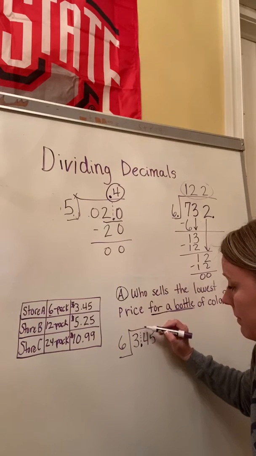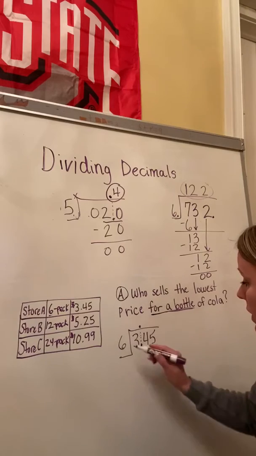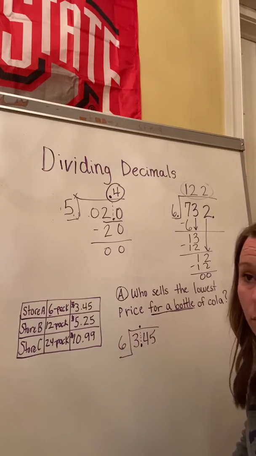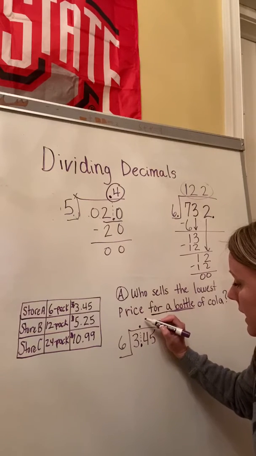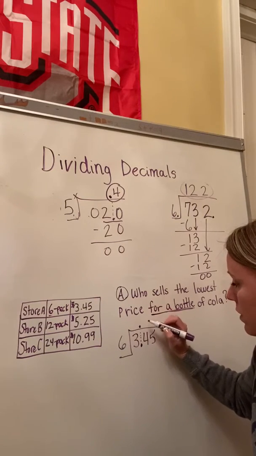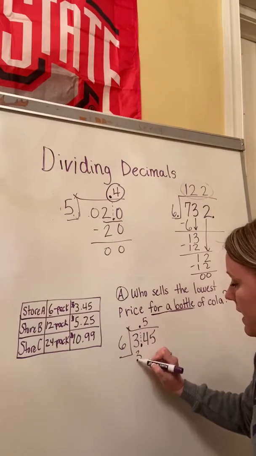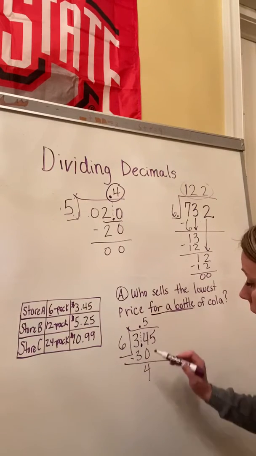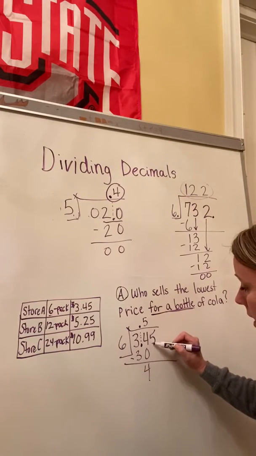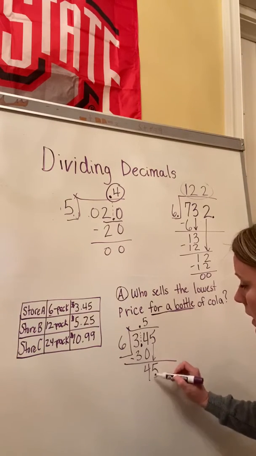Now, this one is a whole number, so we don't have to worry about moving our decimal over any. All we have to remember is the decimals in the house, go ahead and raise it to the roof. 6 will not divide into 3, so 34 divided by 6 is going to be 5. 6 times 5 is 30, and then we subtract. And then we bring it on down.